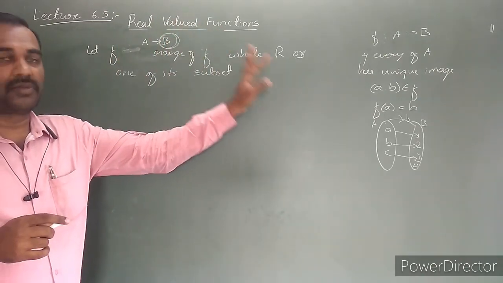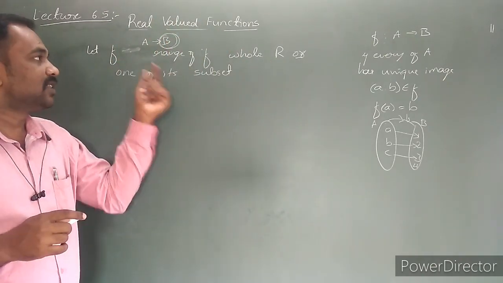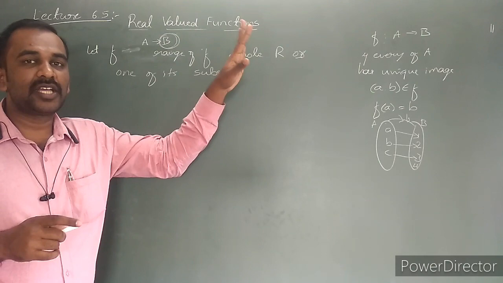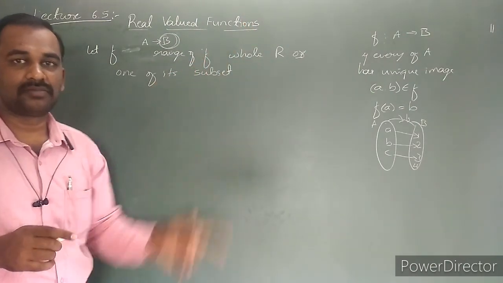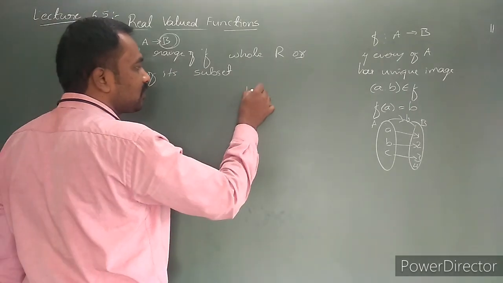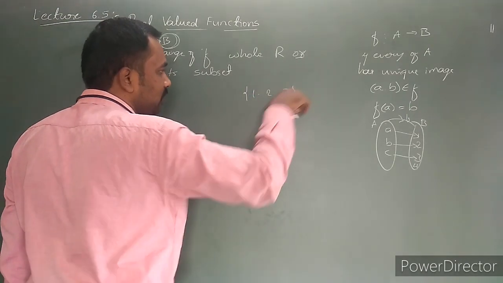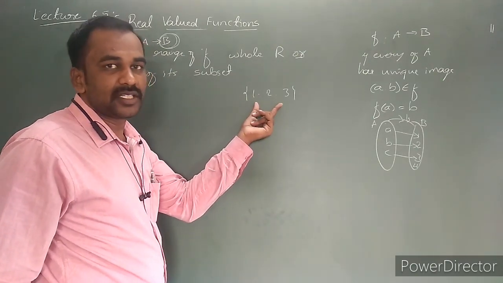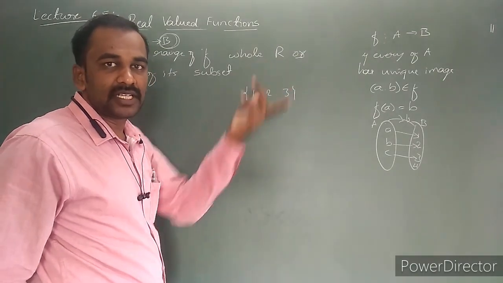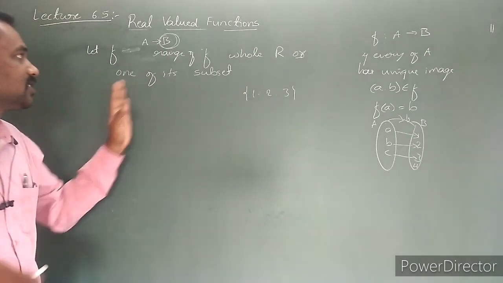The values of the function are real numbers. Those values must be the whole real number set. Either you can get the whole real number set or one of the subsets of the real number set. For example, one of the subsets is {1, 2, 3}. Are 1, 2, 3 real numbers? Yes. Is it a subset of the real numbers? Yes, obviously. So this is the meaning.